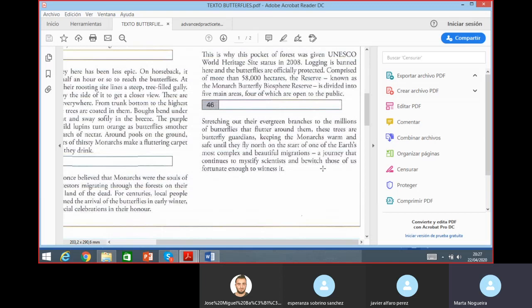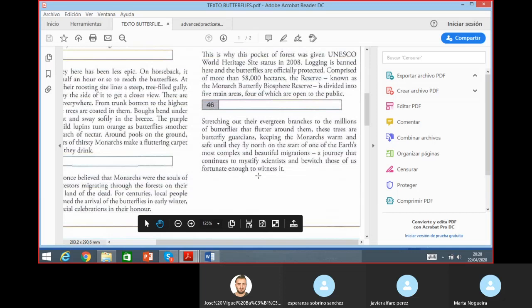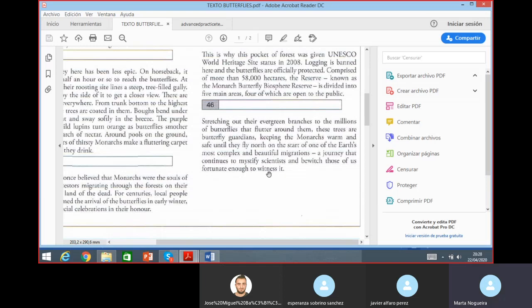Those of us fortunate, a nosotros los suficientemente afortunados que lo contemplamos, que somos testigos de esto. Witness, to witness es ser testigo. Okay. That you are able to see something. Okay, so more or less, I think this is the rest you are supposed to know. You're supposed to know the rest.